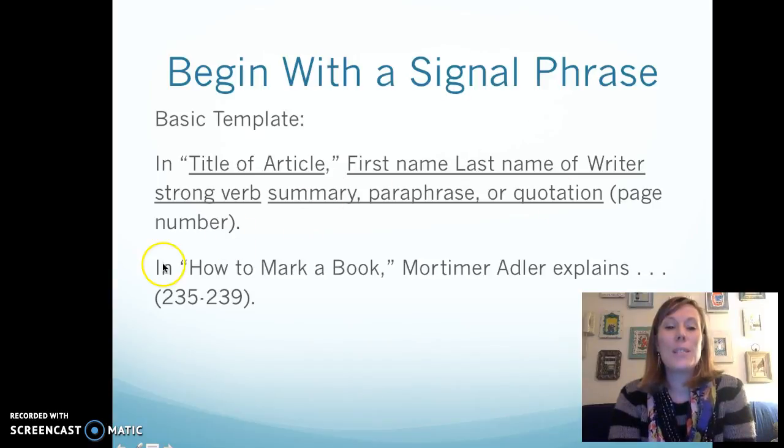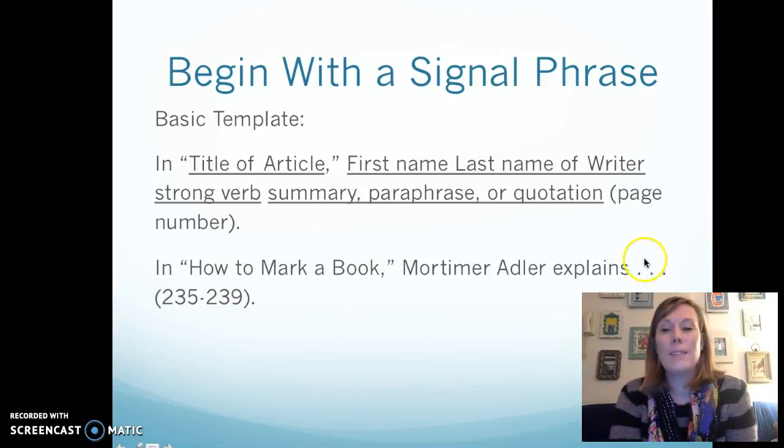Okay? So here's an example. This is how you'll want to begin your summary and paraphrase. In How to Mark a Book, title of the article, full name of the writer, and then I use the verb here, explains. There are a ton of great verbs that we can use, like illustrates, identifies, argues. So you can find some verbs that really sort of bring across the tone of Adler's writing.